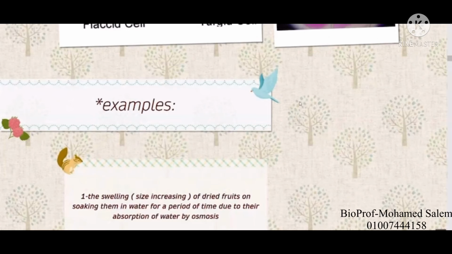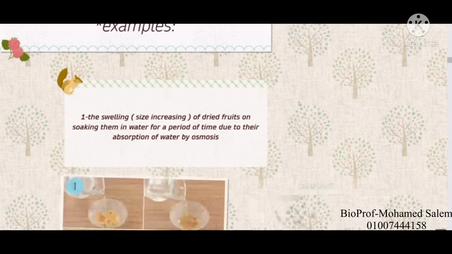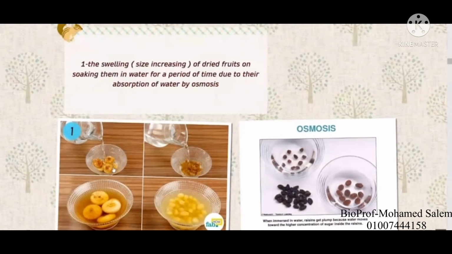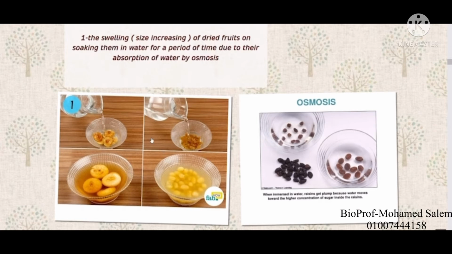We have examples in our life. For example, the swelling or the size increasing of dried fruits on soaking them in water for a period of time due to their absorption of water by osmosis. كلنا بنشوفها في المطبخ كده، وماما مثلا في رمضان بتعمل اي مشروب، فبالتالي بتحط السيدز ديت في الووتر، فبالتالي بيحصل لها swelling او بيحصل لها increase in size.